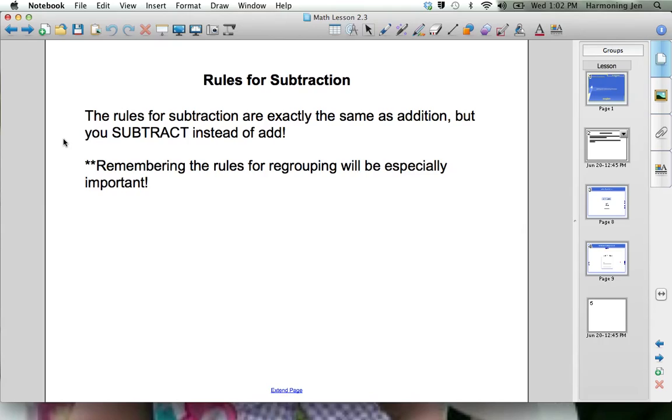Do not leave any gaps in between, but do not continue on the same page as your addition examples and rules. Go to the top of the next clean page and write your title clearly at the top: rules for subtraction.